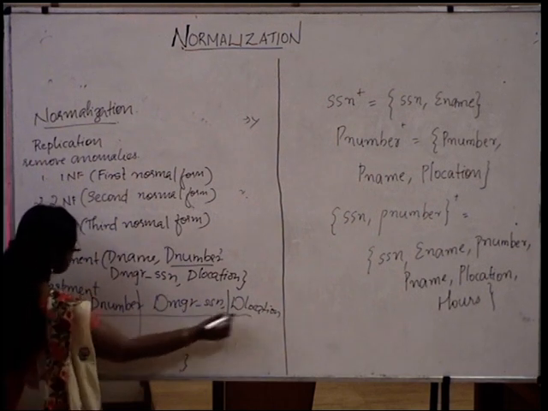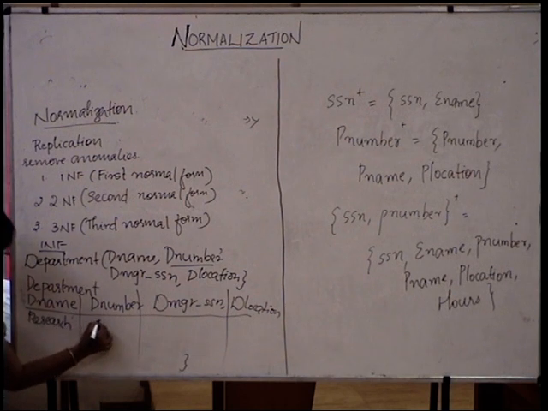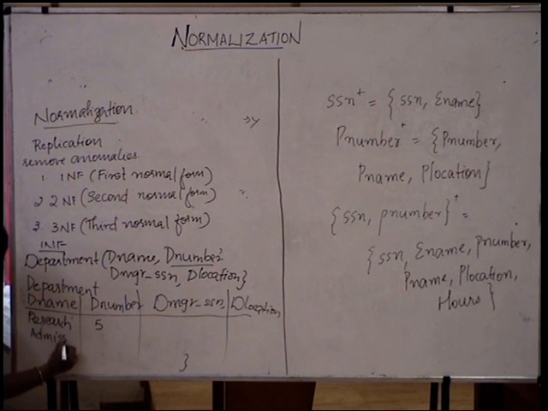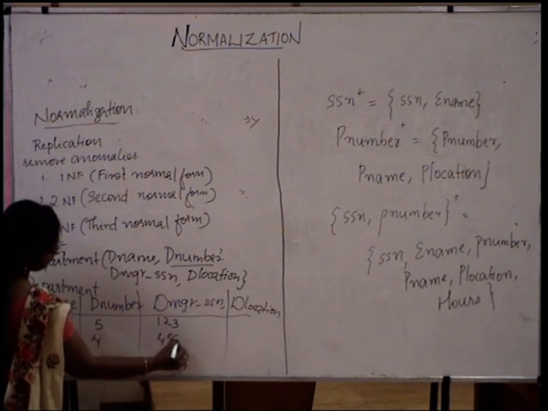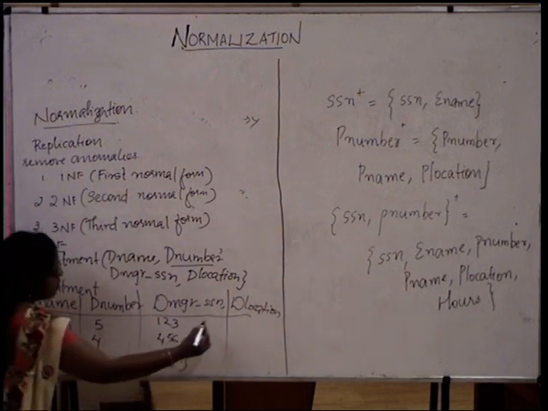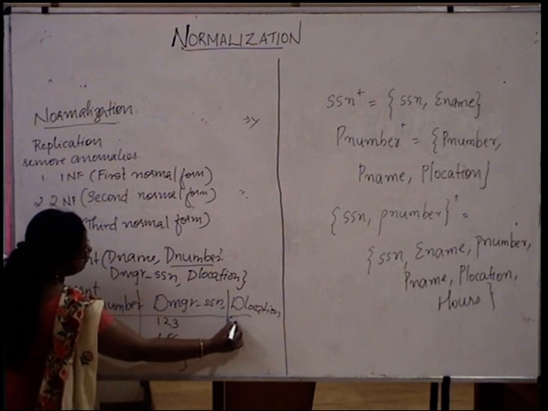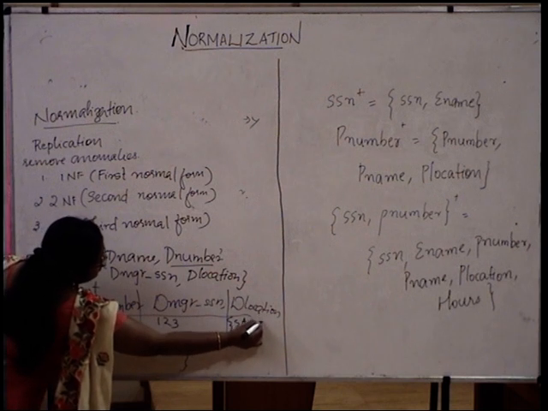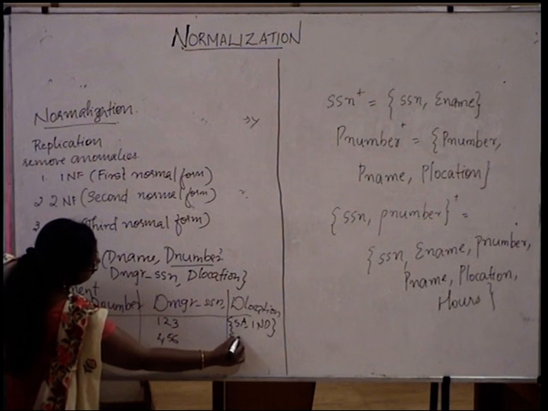First of all, D name is research, D number 5. Next is admission, D number 4. D manager is 1, 2, 3, 4, 5, 6. D location is SA and IND. Here the locations are US.